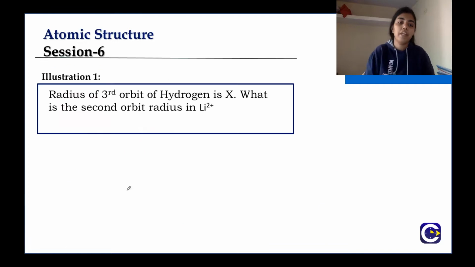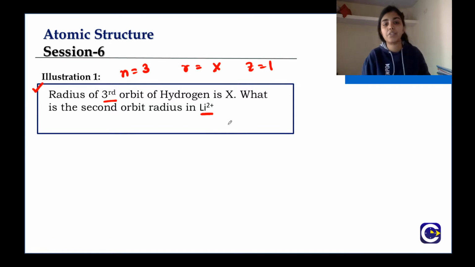Now let us solve one question. The radius of the third orbit of hydrogen is x. The radius of the third orbit means that n equals 3, and the radius is coming out to be x when z was equal to 1. What is the second orbit radius in Li2+? You have to give the answer in terms of x.